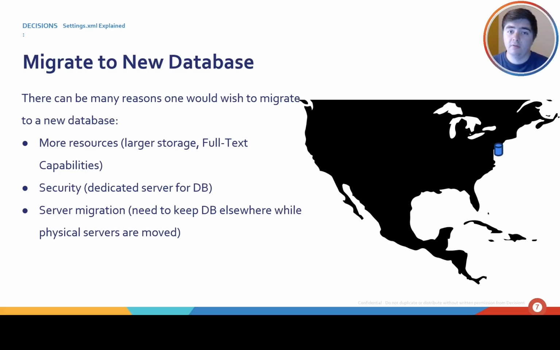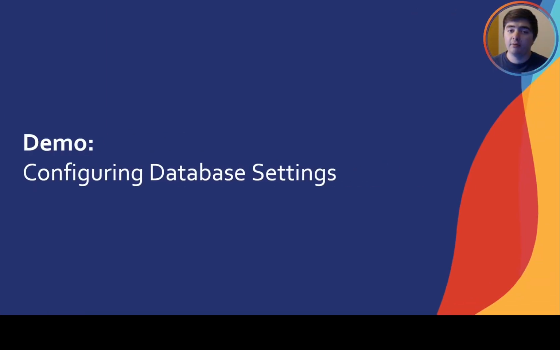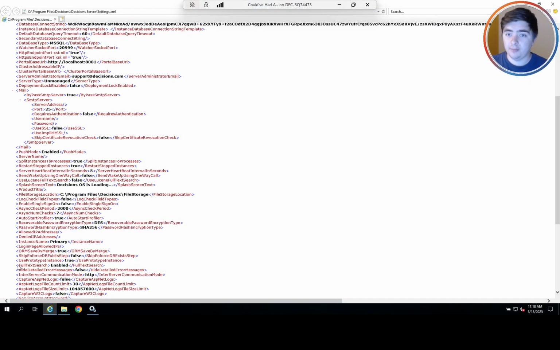And that would involve updating the connection string in the Settings XML. So I'm going to go in and demo now how you do all of these things in the Settings XML so that you understand how to perform these actions in your own environment. So here I am inside of my Decisions Settings XML.